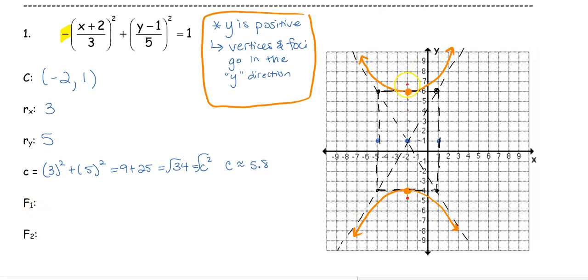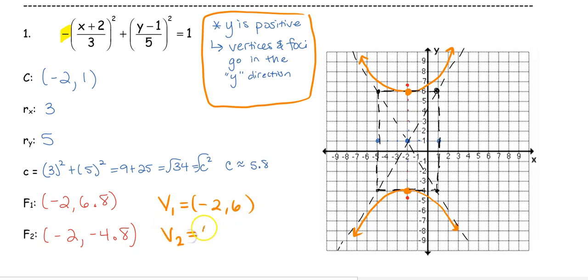The foci points are those points that we went inside of those hyperbolas. And again, we counted 5.8 up. So if I look at that point, I'm at -2 and 6.8. When I count it down, I'm at -2 and -4.8. Again, the vertices are the ones that are on the box. So to help you out here, our first vertex is at -2, 6, and our second vertex is at -2, -4. All right, one more problem, then we're done.